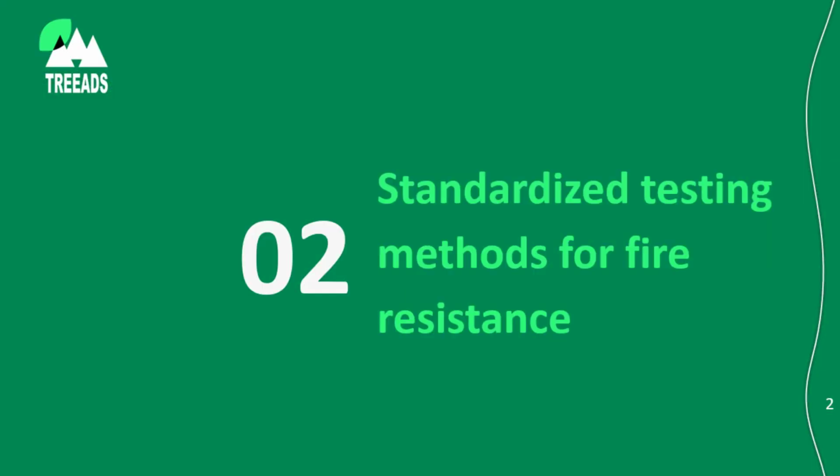Fire testing and certification play a crucial role in ensuring the safety and effectiveness of materials and products in the event of a fire. Standardized testing methods are employed to evaluate the fire resistance of various materials, such as building materials, furniture, and electronics. This module will explore the different testing methods used to assess fire resistance and will provide a detailed overview of each method.